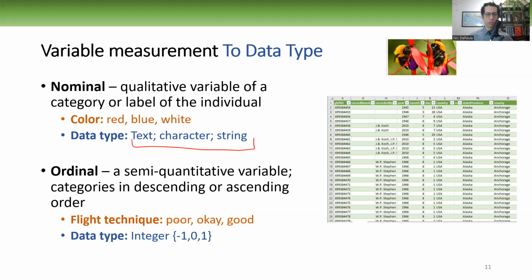Ordinal can be recorded in data type as text, character, or string, actually. If we were to record, for example, flight technique as a variable, flight technique of the bees, and then we have three separate values, poor, okay, or good, we can record it in data type as text, also called character. Or we could also record it as integer, which is a different data type than text or character, and the values could be -1, 0, or 1, for poor, okay, and good.